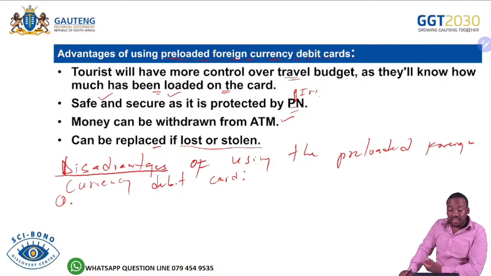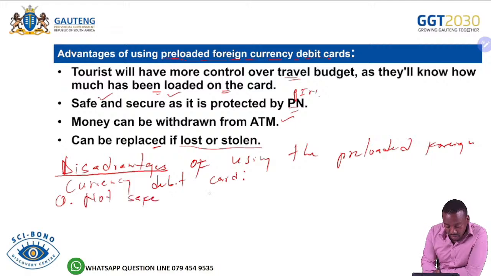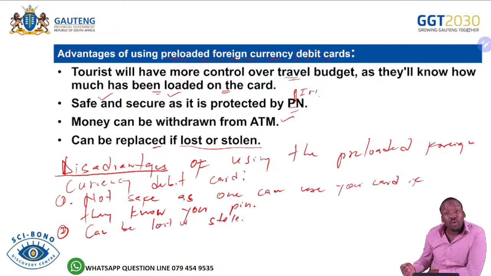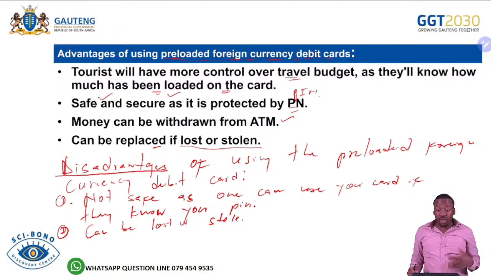Number one, obviously, it is not safe, as one can use your card if they know your PIN, right? If they know your PIN, then fraud can happen, right? Number two, it can be lost or stolen. So obviously, remember, because it is a card, it can be lost or stolen, right?